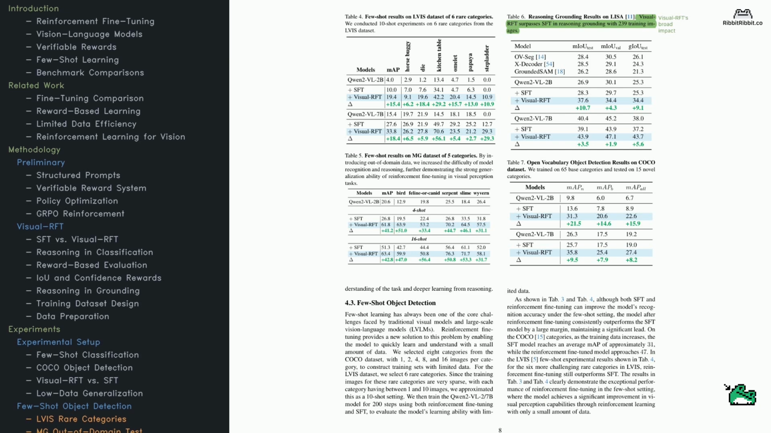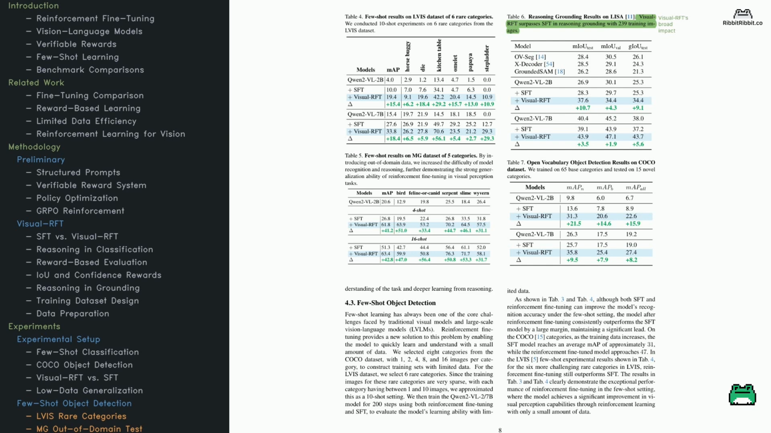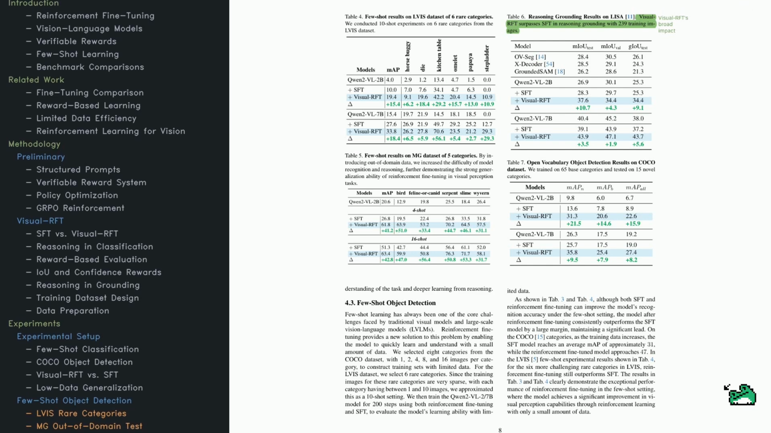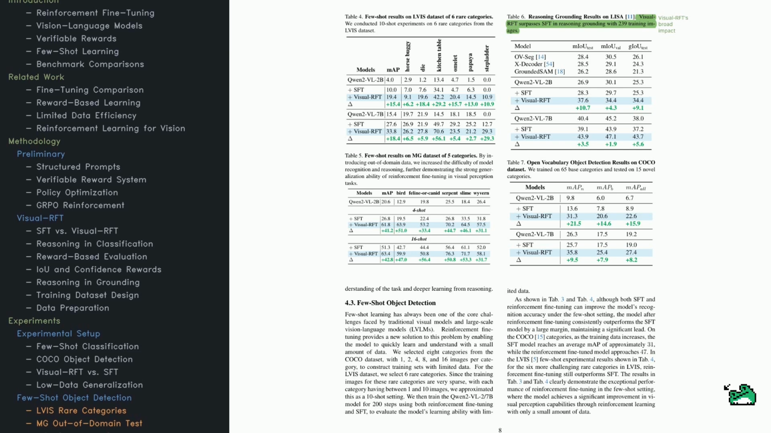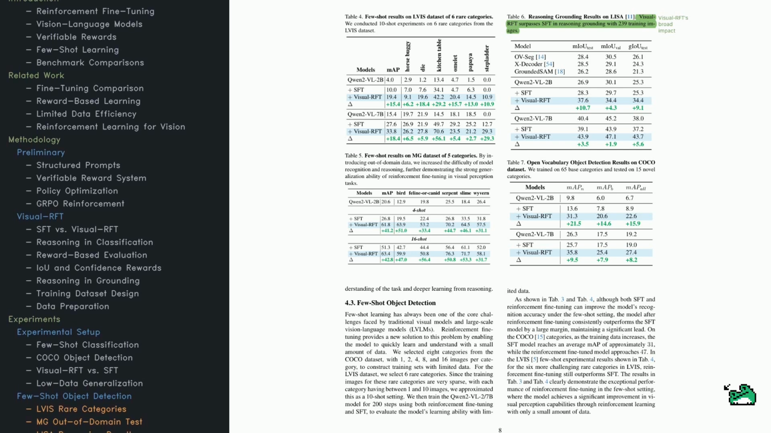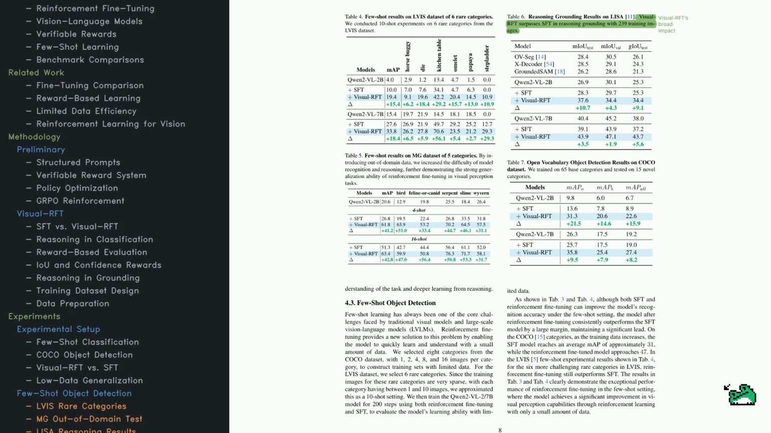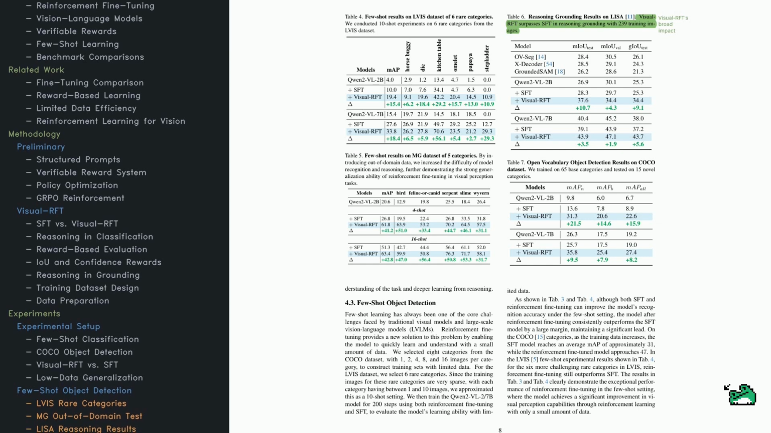Always a challenge. Look at the LVIS dataset full of uncommon objects. SFT often fails to recognize them with so few examples. Visual-RFT, meanwhile, scores up to 56% higher than SFT. The MG dataset goes even further by mixing in mythical creatures or unusual animals. Again, Visual-RFT shines, showing how it can handle truly unfamiliar concepts.